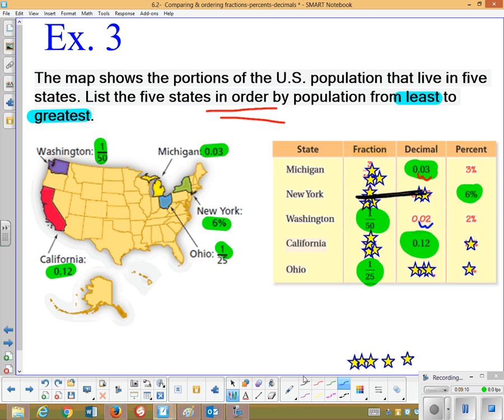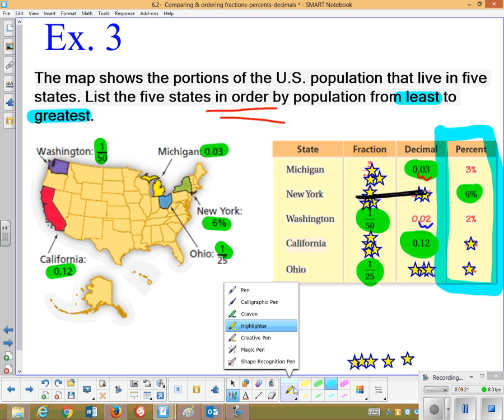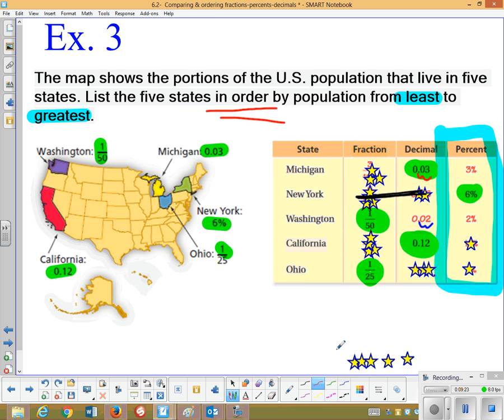Notice on this column, I can start almost comparing them just because they are almost all the same kind of number. I just have 2 more to do. So this one's a 0.12. So if it's a 0.12, I can change it to a percent by moving it 2 to the right. That will be how many? 12%. So there's 12.